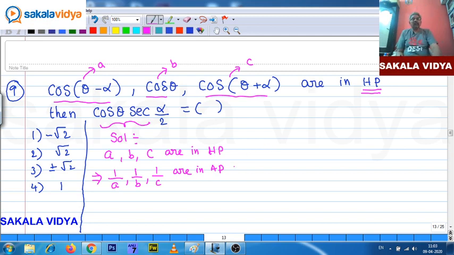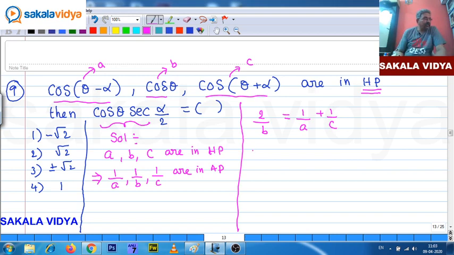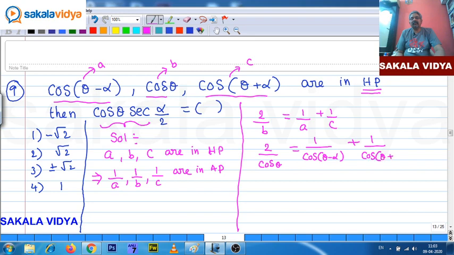Okay. So now, since they are in AP, we can write like this: 2 by b is equal to 1 by a plus 1 by c, or we can write like this, b is equal to ac by a plus c also, correct? Yes, Gopasri, correct. Now this we can write 2 divided by cos theta equal to 1 by cos of theta minus alpha plus 1 by cos of theta plus alpha. Any problem? Understood up to this step?